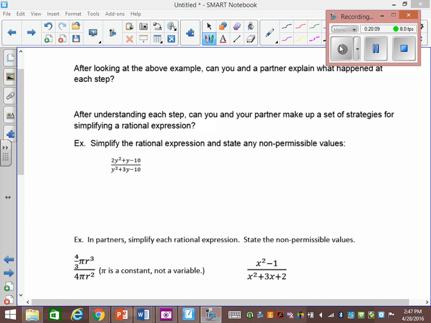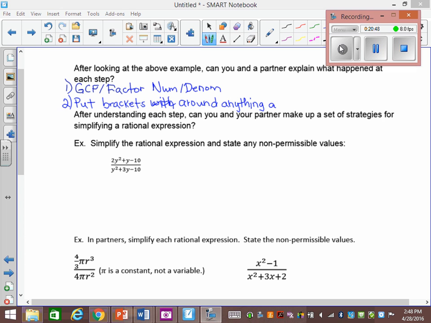Okay, let's look through steps. So the first step was GCF or factor. Like you're going to have to GCF or factor the tops and the bottoms, right? The numerators and denominators. Two, put brackets around anything with plus signs. Put brackets around anything with plus or minus signs. Anything attached by plus or minus signs.